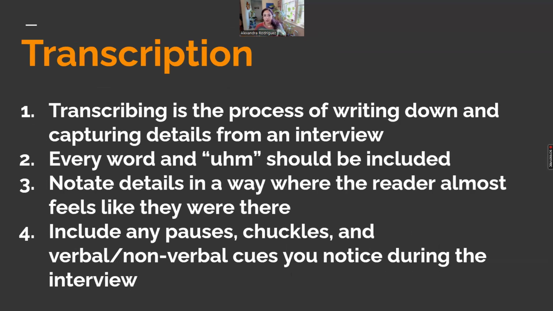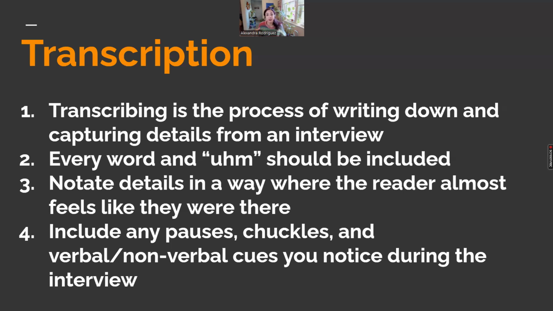In terms of transcribing, again, you need to record the interview on your phone as an audio file, whatever, voice memo. And transcribing is quite literally writing down your interview to a T. The goal is that if, for example, I go to read your transcription of your interview, I want to almost feel like I'm there, like I kind of understand the nuances of this participant. So this includes writing down every word as they say it. Do not paraphrase. Write the question as they say it.